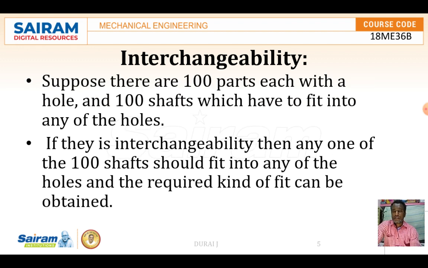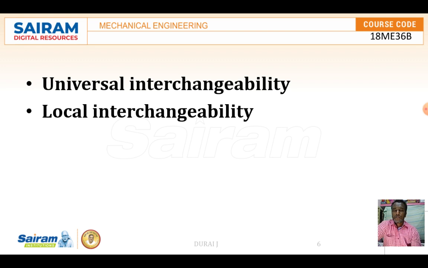Then, regarding interchangeability, with the same example we discussed before, there are two types: universal interchangeability and local interchangeability. Universal interchangeability means the shafts are manufactured in a certain place, and the holes are manufactured in some other, different places. That is called universal interchangeability.